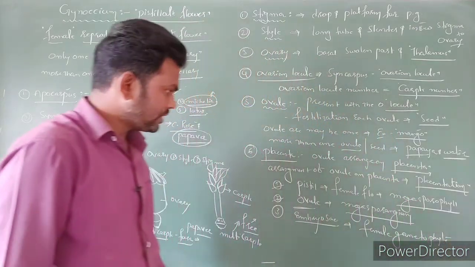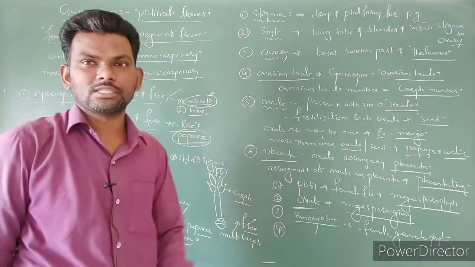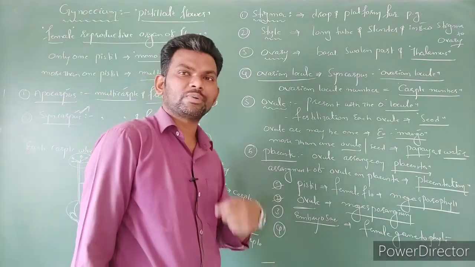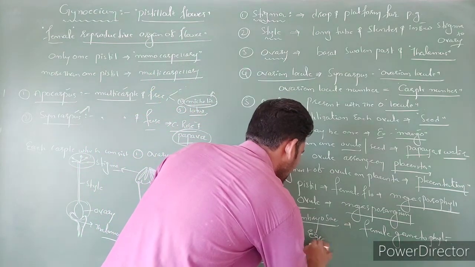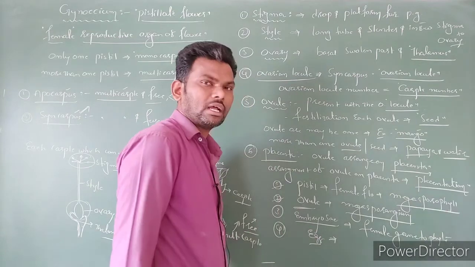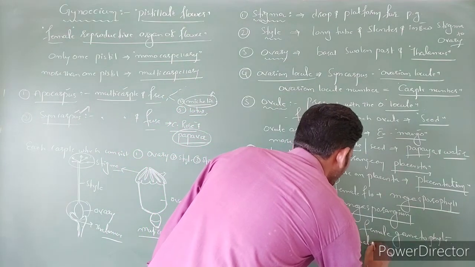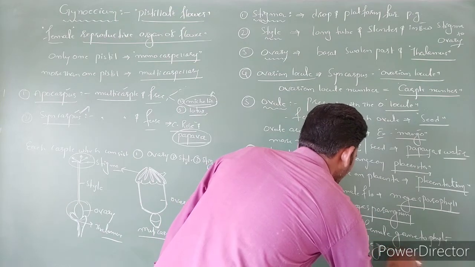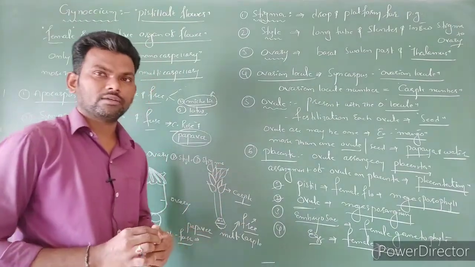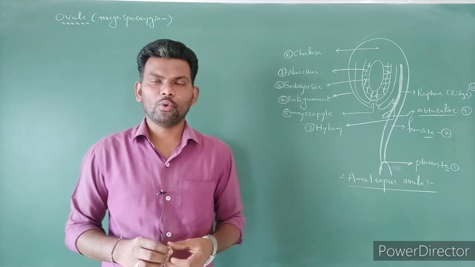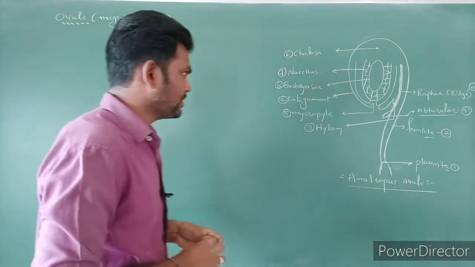Next, within the embryo sac, one single cell, that is the egg cell, is present. The egg cell represents what? Female gamete. That single haploid egg cell we can call as female gamete. Clear? So this is regarding the pistil. Next, ovule is also called as megasporangium.